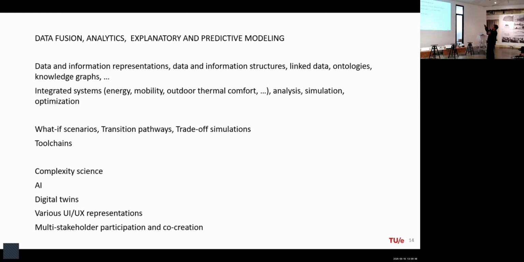But we use data fusion analytics, explanatory and predictive modeling, integrated systems. So we usually focus on not a single optimization, but focus more on what if scenarios, transition pathways, trade-off simulations, and we usually develop full tool chains, because there is no one tool that will solve all the problems for any kind of process. But if you map a workflow that can work for a problem space, then you can design and implement parts of a tool chain that can help designers and planners across their path of work.